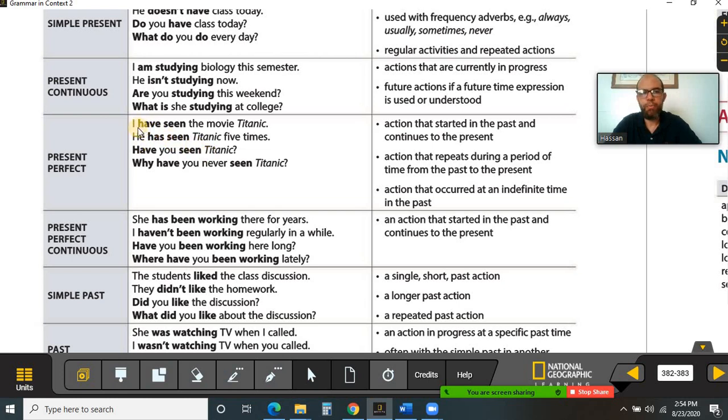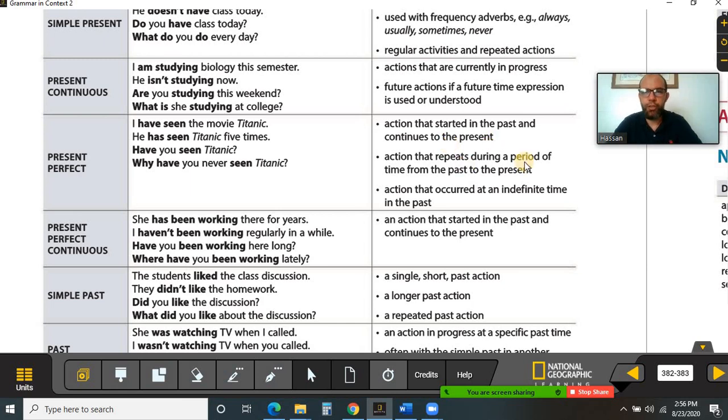And remember that have goes with plural subjects and has goes with singular subjects. I have, okay, we have, he has. Plural subjects take have and singular subjects take has. And in the question we just do inversion. Have you, has she, have they, have the students, has your mother, has your father, plus the rest of the sentence.